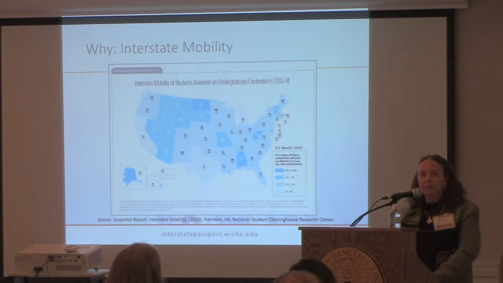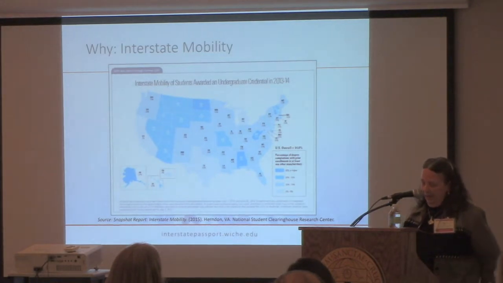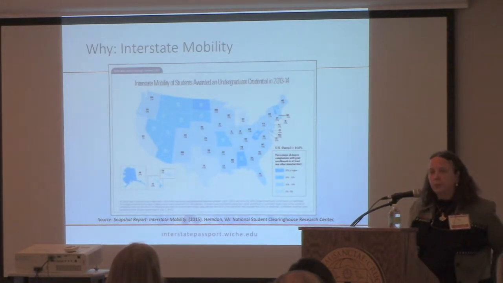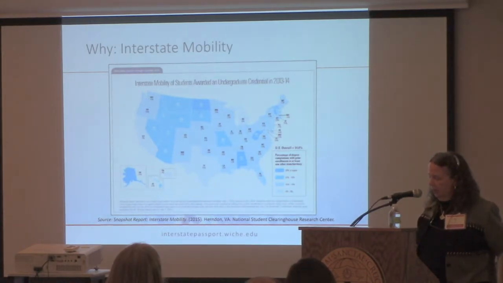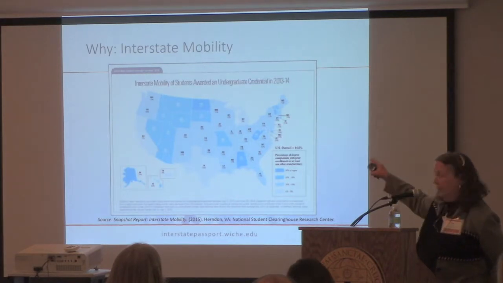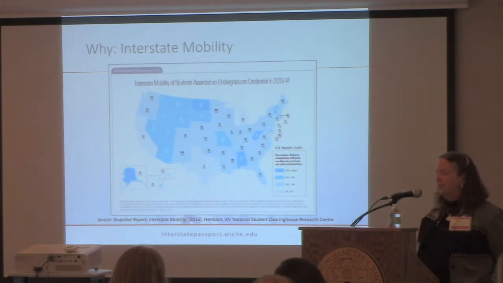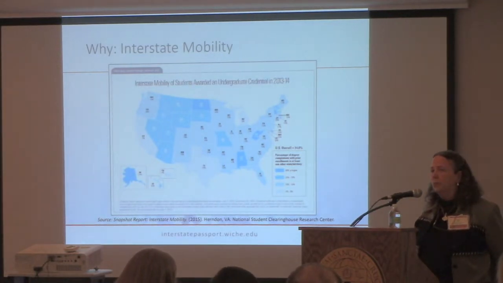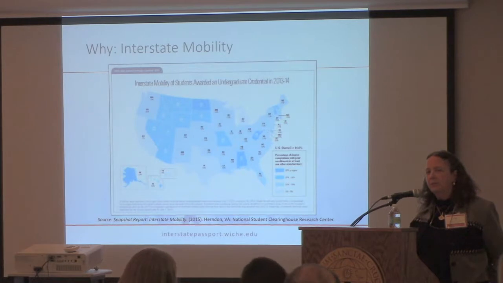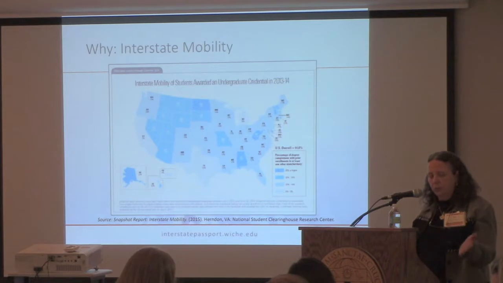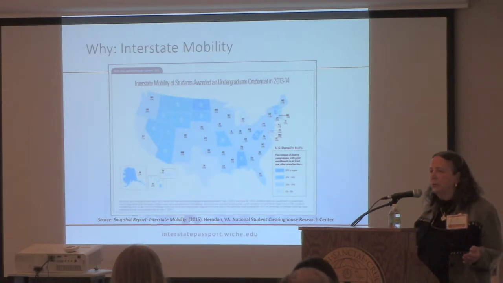This is National Student Clearinghouse data, and it shows the percent of students who are graduating in the state with prior enrollments in another state. You can see in the WICHE region that the darker shade of turquoise means it's 20% or more. And what we found is 11 out of our 15 states had students who were graduating in a state with prior enrollments in another state. The national average in this particular study was 14.6.